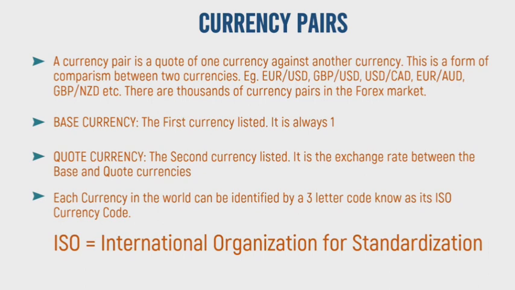You might be wondering, why do we name our currencies with these codes, like EUR for euro and USD for US dollars? We see that these codes are always three characters. This is what we call the ISO code. ISO stands for International Organization for Standardization. Each currency in the world can be identified by a three-letter code known as its ISO code.